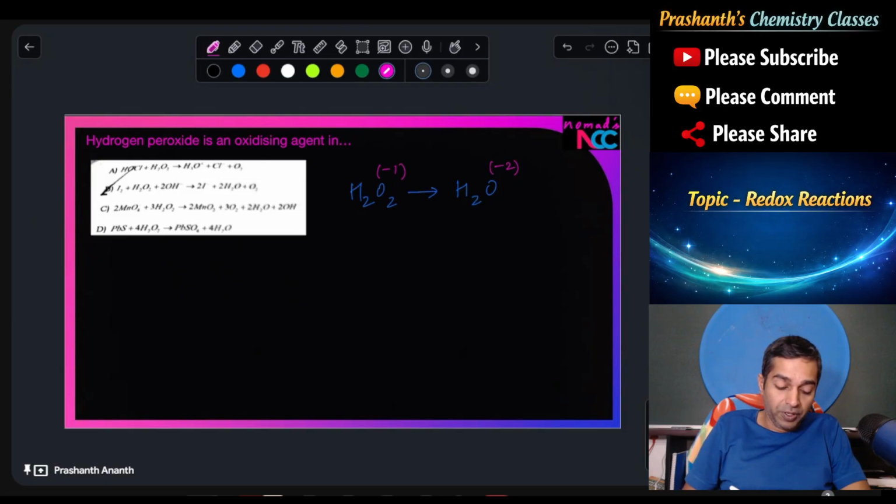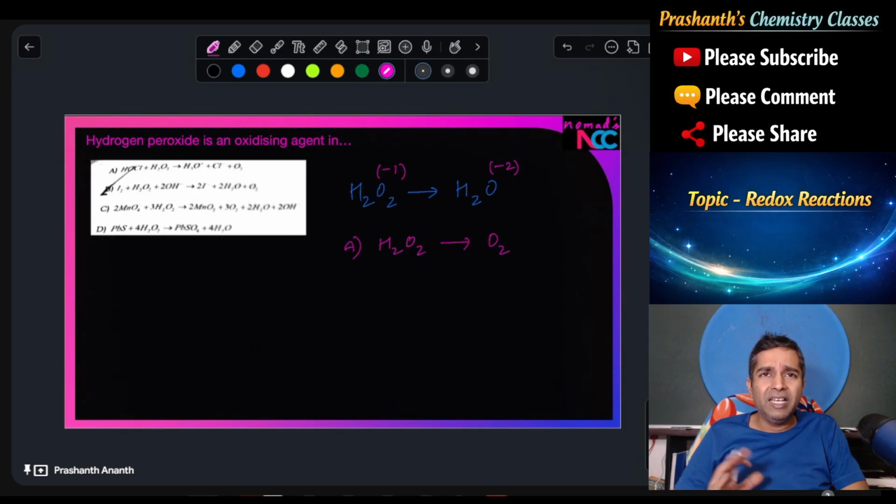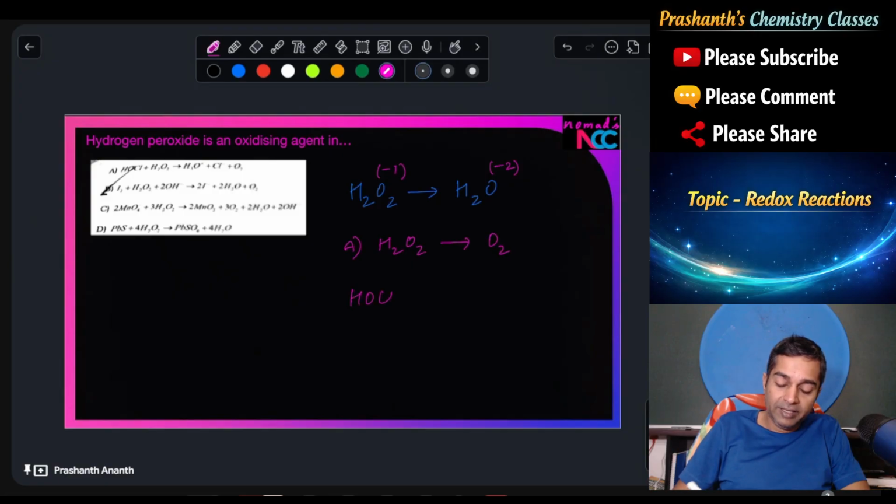In the first reaction over here, we can see that HOCl is basically going to be reacting with it, and when HOCl is reacting with it over here in option A, H2O2 is actually becoming O2 in the process. So when H2O2 is becoming O2 here, is that the only thing which is happening here? Have a look here. In this reaction, HOCl is basically becoming Cl minus, right? So chlorine, which is present in +1 oxidation state, is actually going to become Cl minus.